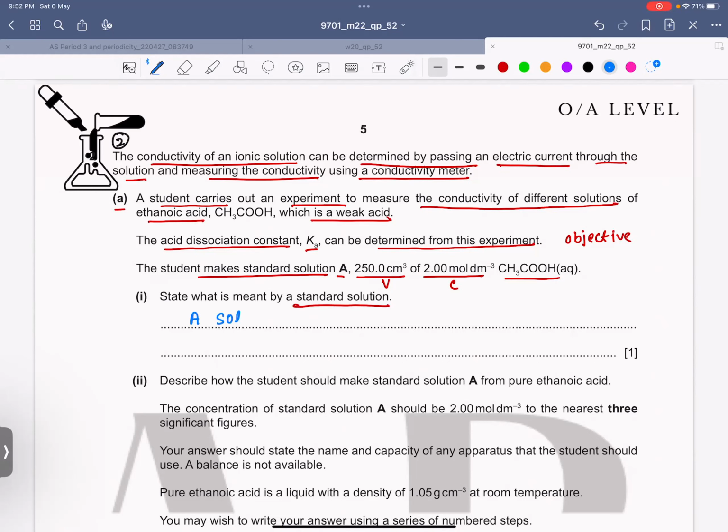So a solution whose concentration is known is a standard solution. Now, part 2.